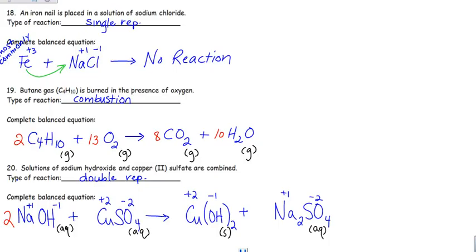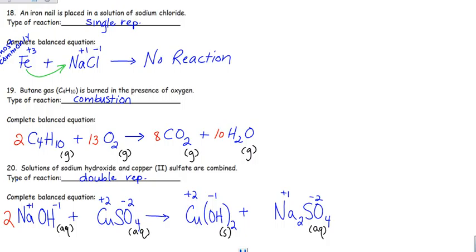18 is the combustion of butane gas. They give me the formula for butane, C4H10. It's burned in the presence of oxygen. So my products of a combustion are always carbon dioxide and water. Exothermic, so the water is often water vapor. And then we just have to balance this one, making sure that all atoms have the same number on both sides. Sometimes this one gets a little bit tricky.